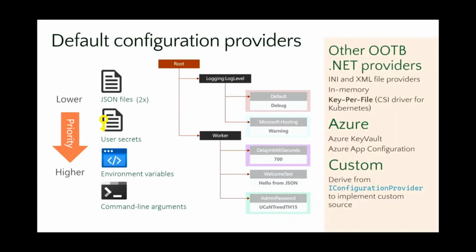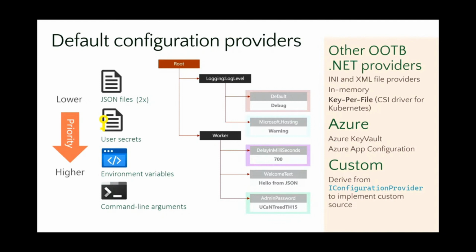Now there's other ones that exist. You have the INI and XML file providers. You have in-memory, if you want to do unit testing, for example, you can build a dictionary and then pass it into this tree structure as well. And for those, and I hope we'll get to the Kubernetes part, but if you do Kubernetes and have a CSI driver, this key-per-file provider is something you want to look into.